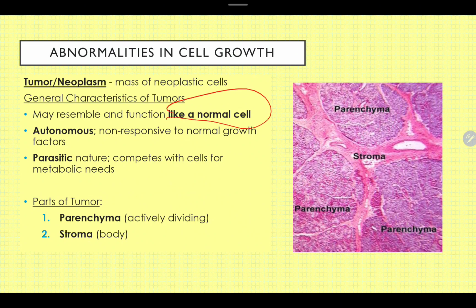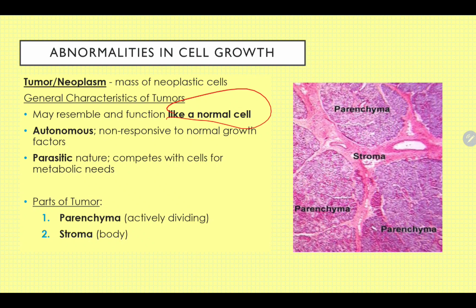So your tumor may be categorized as autonomous or parasitic in nature. When they are autonomous, they are non-responsive to normal growth factors. Ibig sabihin, they don't need the different growth factors such as growth hormones to proliferate. They can proliferate on their own, autonomous nga, they can function without the needs of the normal cell.